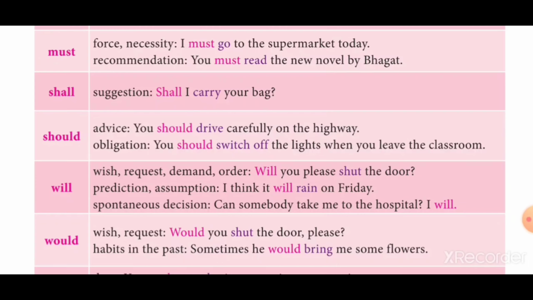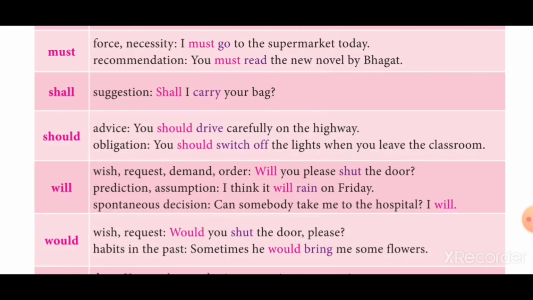Let's see what is said about the word will. Will is used to express wish or request or even to order. The example given is, will you please shut the door? And it is also used to make a prediction, assumption, etc. The example is, I think it will rain on Friday. And also to express spontaneous decision. The example given is, can somebody take me to the hospital? And the response is, I will.